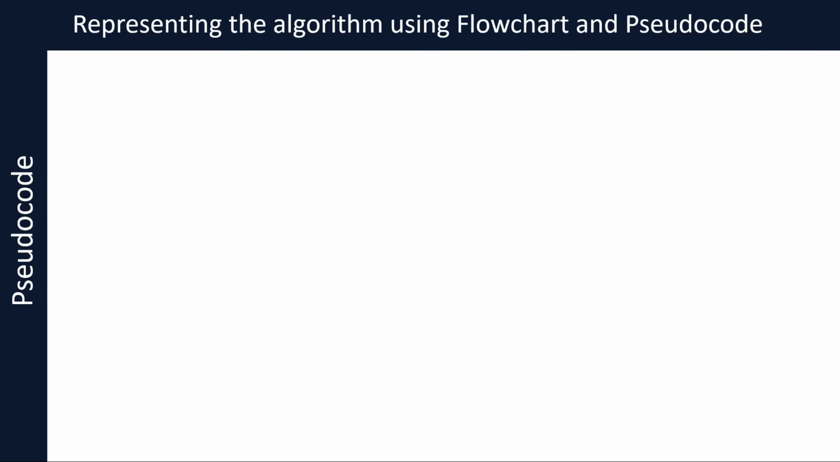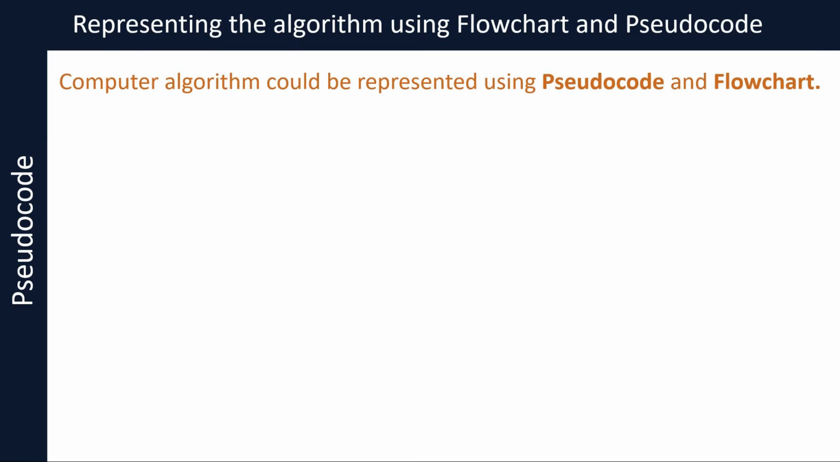We will take a look at representing algorithms using pseudocode in the second video of the two-part video presentation about flowcharts and pseudocode. We saw that algorithms could be expressed as written descriptions in the algorithms video. Computer algorithms could also be represented using two other formats called pseudocode and flowchart or flow diagram. We will take a look at pseudocode here. Flowcharts are discussed in part 1 of this two-part video presentation.